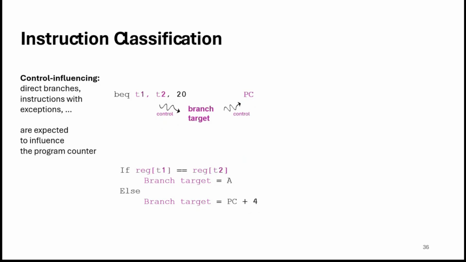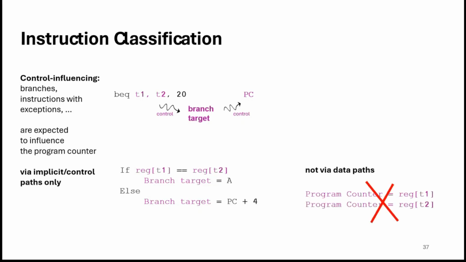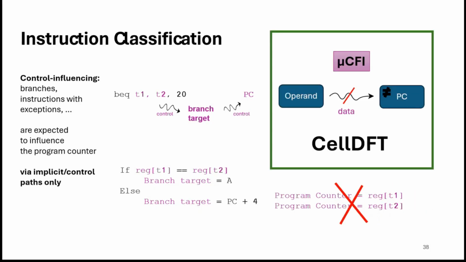For branches, they are allowed to have an indirect influence on the branch target or on the program counter. Thus, an implicit information flow is allowed by the specification, but no direct information flow from register operand into the program counter. And to be able to find only this kind of vulnerabilities where the branch target would be directly written into the program counter, we developed CellDFT, which is a variant of CellIFT. It tracks fewer information flows.